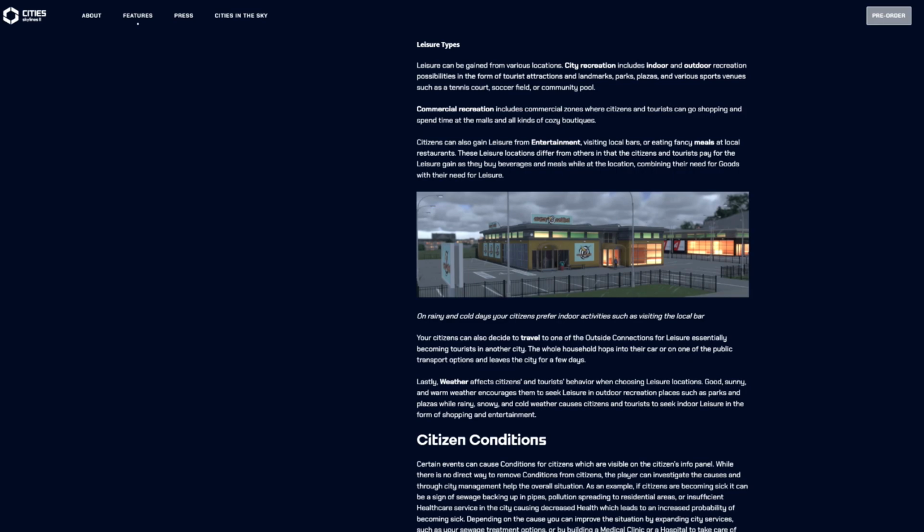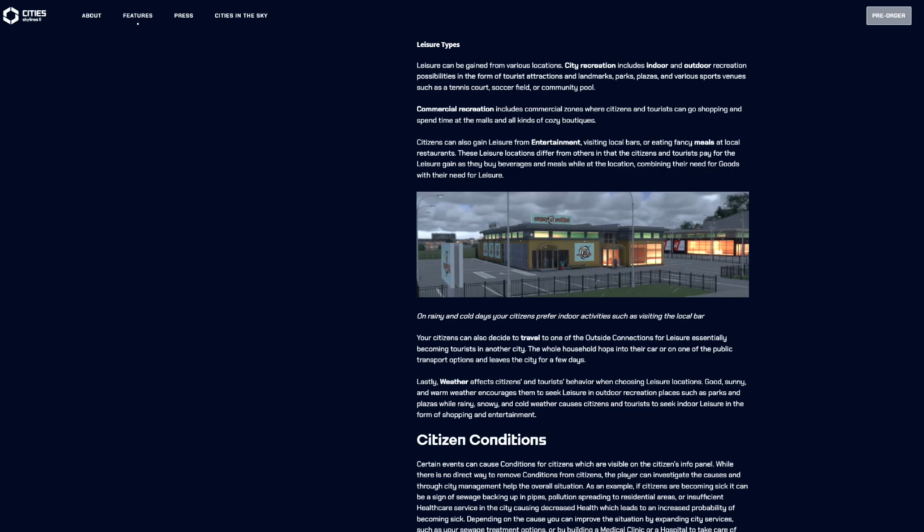Your citizens can also decide to travel to one of the outside connections for leisure, essentially becoming tourists in another city. The whole household hops into their car or one of the public transport options and leaves the city for a few days. That's pretty cool. So you'll actually see people going on vacation, going out of town. That's cool. Lastly, weather affects citizens and tourist behavior when choosing their leisure locations.